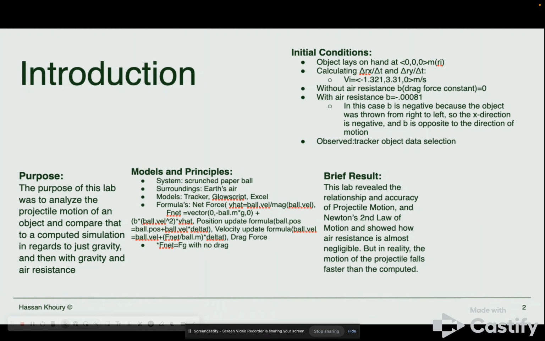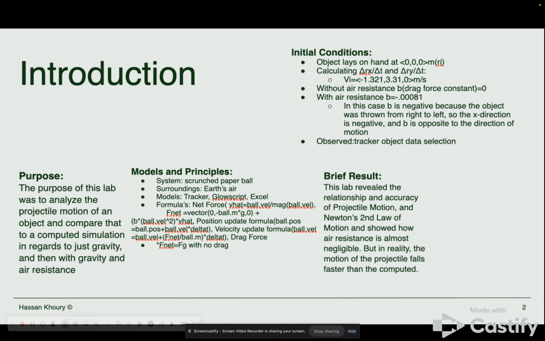In addition to that, we had some formulas: the net force formula, position update formula, velocity update formula, and drag force. Something to note is that the net force is equal to the force of gravity in the absence of drag. Some initial conditions: the object leaves the hand at this position. We calculated delta Rx over time and delta Ry over time, the change in position in both the x and y direction, with an initial velocity of negative 1.321 and 331 meters per second.